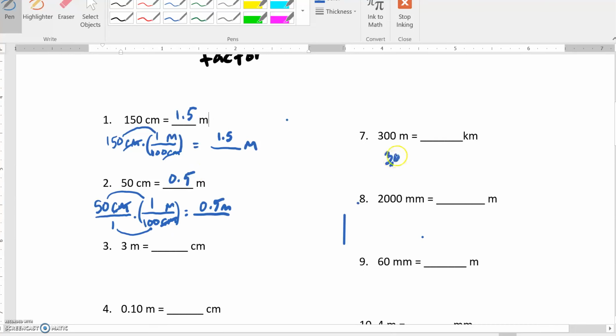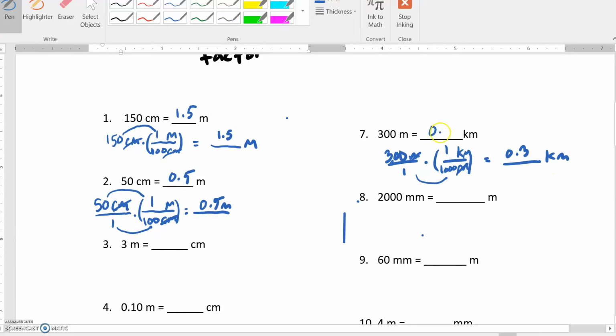Let's do this. 300 meters over 1 times some conversion factor is going to give me some number of kilometers. Well, I want to get rid of meters and end up with kilometers. And I know that 1 kilometer is 1,000 meters. So the meters cancel. 300 times 1 is 300. Divided by 1 times 1,000, 1,000. Do that on a calculator and you'll get 0.3. And that kilometers is the unit left over. So this is 0.3.